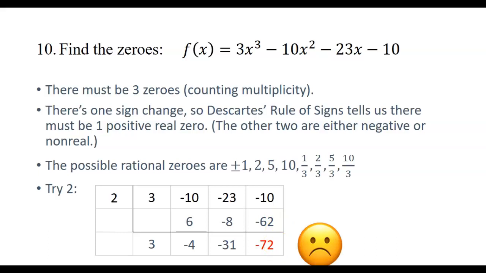Oh well, let's try 5. Bring down the 3. 5 times 3 is 15. Negative 10 plus 15 is 5. 5 times 5 is 25. Negative 23 plus 25 is 2. 5 times 2 is 10. Negative 10 plus 10 is 0. So that one worked. 5 is a zero of this polynomial.